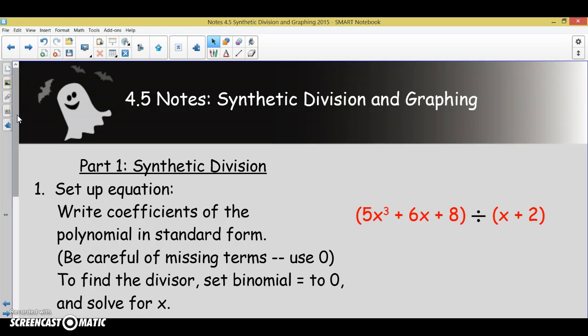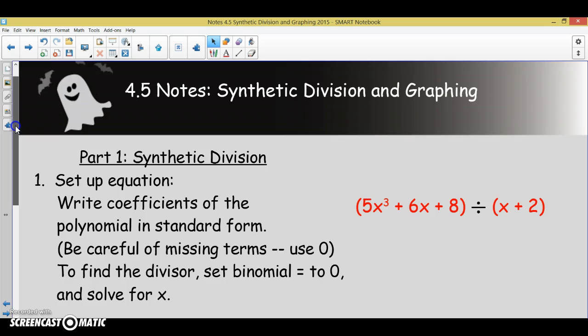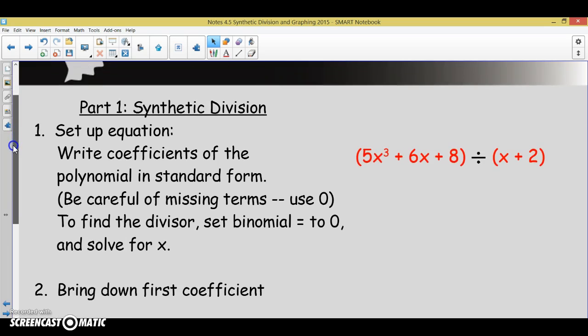So today, we're only covering the first 2 slides of the notes. We're just going to get into the synthetic division, A, since we have a little bit shorter class, and B, I'm not there to show you the calculator part. So we're just going to review synthetic division. I have some steps that you can follow.